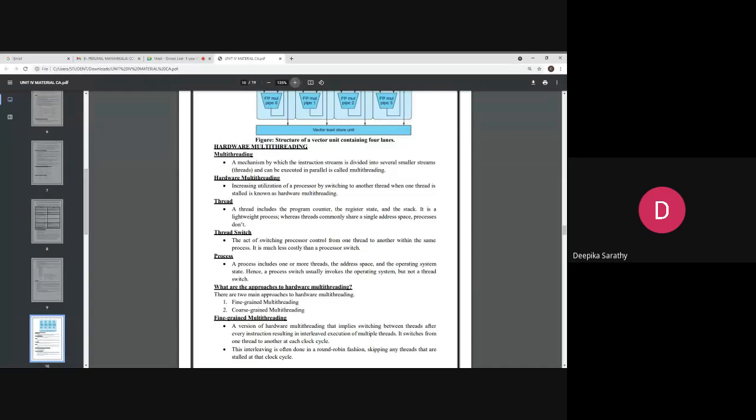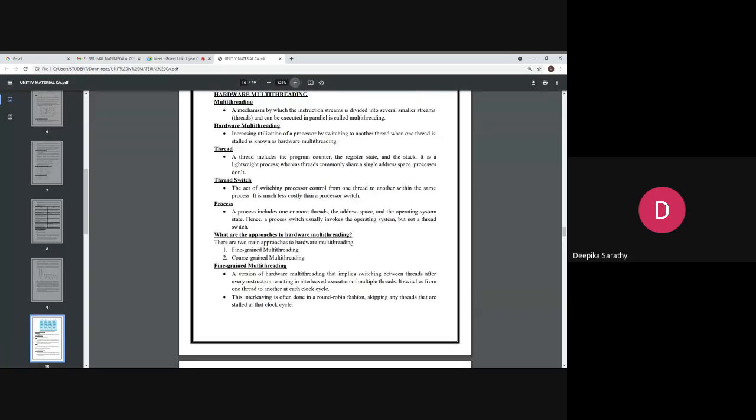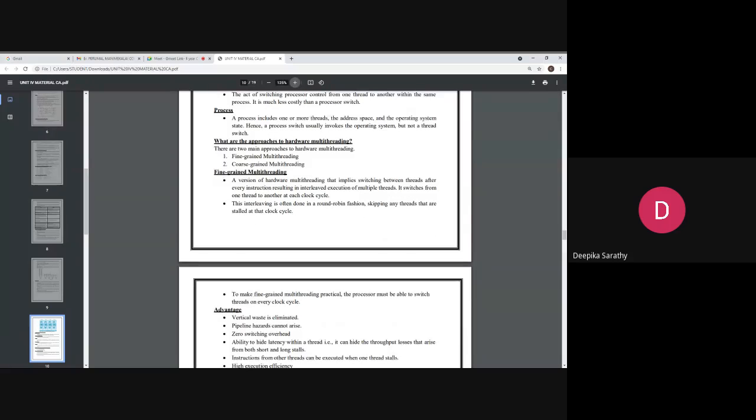Then here I'm having two approaches of hardware multi-threading. That is two main approaches. What are the two main approaches? That is fine grain multi-threading. Another one is coarse grain multi-threading. In fine grain multi-threading, this is a version of hardware multi-threading. That is, this will imply switching between the threads after every instruction, resulting in interleaved execution of multiple threads. It switches from one thread to another at each clock cycle. Okay? This is a version of hardware multi-threading.